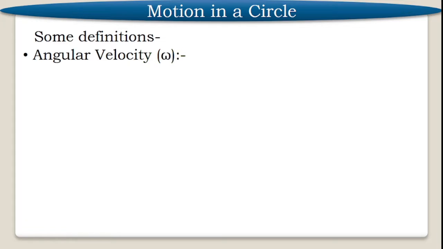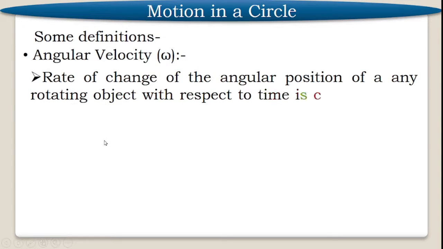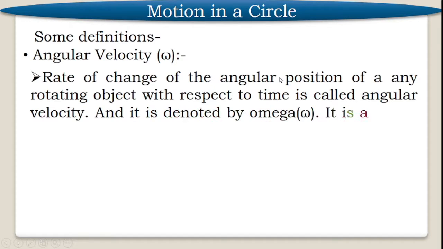Let us see now angular velocity. What is angular velocity? Rate of change of the angular position of any rotating object with respect to time is called angular velocity, and it is denoted by omega, and it is a vector quantity.